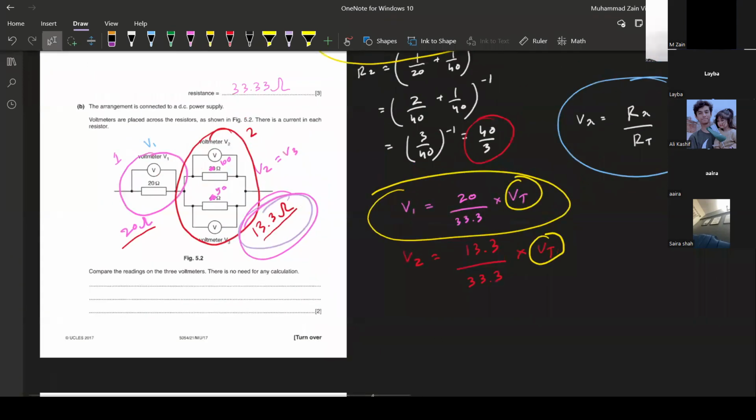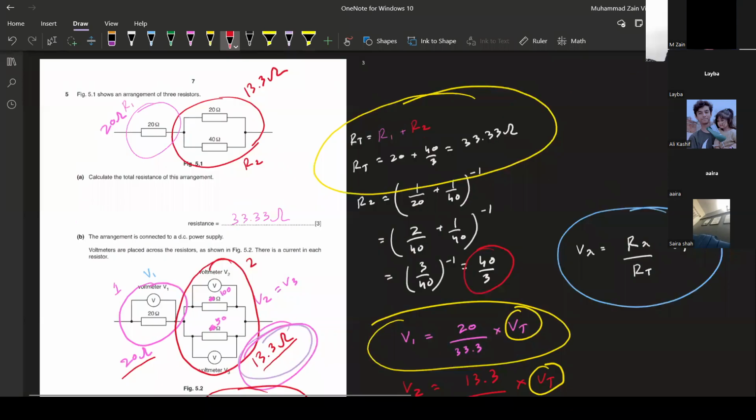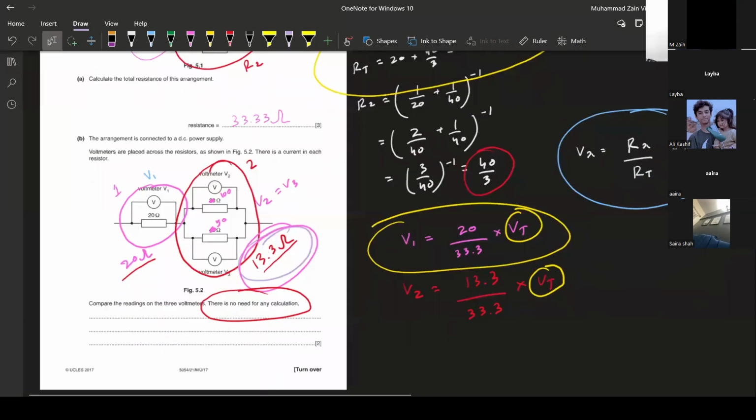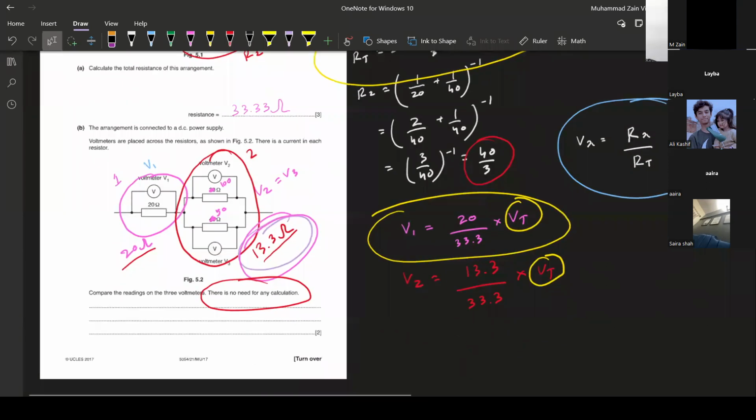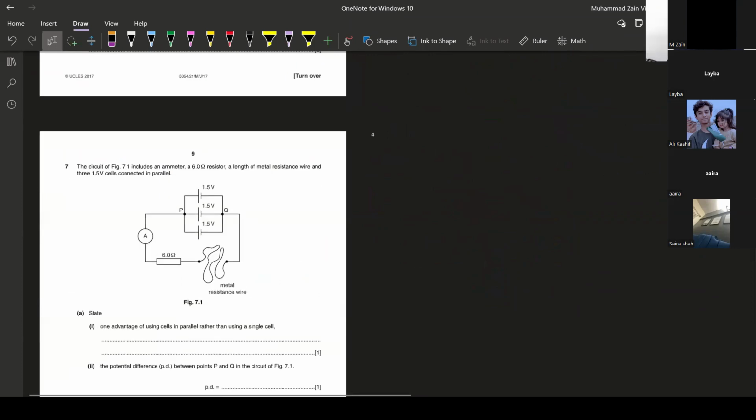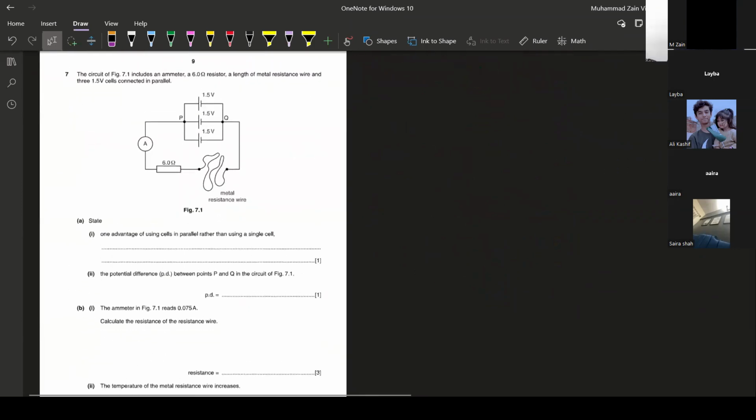So in this part, they're asking me to, without any calculations, meaning I don't need to find the actual values of these voltages. And obviously I can't do them as well because I don't know the total potential difference. But just by using other readings which I've taken in the previous part, I can simply tell the potential difference across V1 would be way greater than the potential difference across V2 and V3.